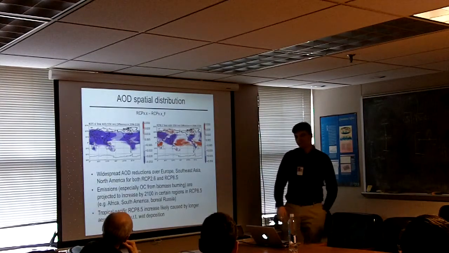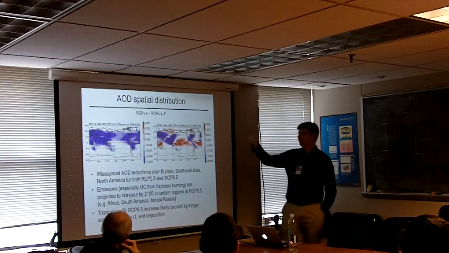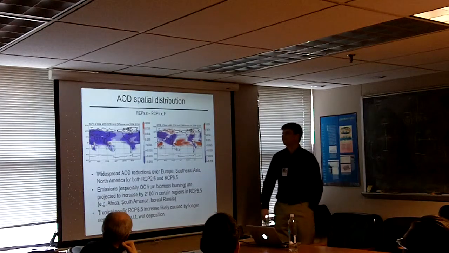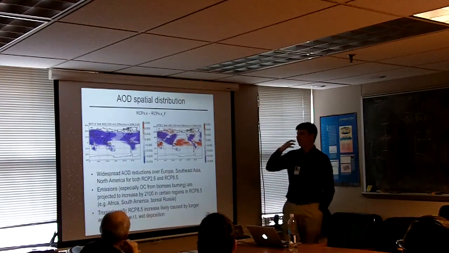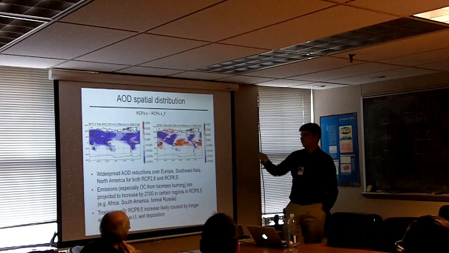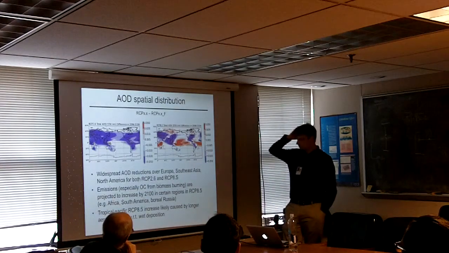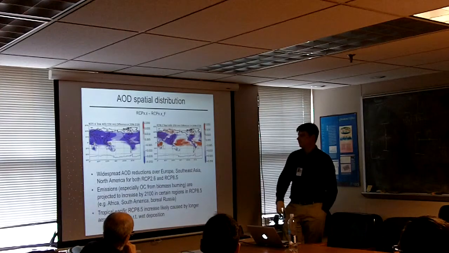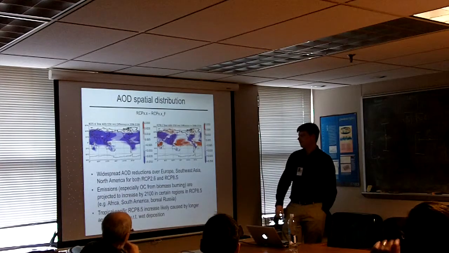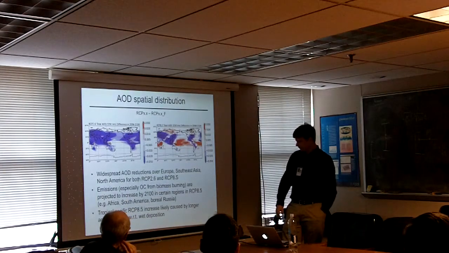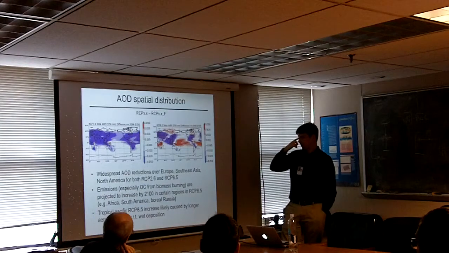Okay, looking at the spatial distribution, this is the end-of-century difference between the decreasing AOD and the fixed emissions AOD. On the left I have RCP 2.6, and on the right I have RCP 8.5. First of all, as you would expect, there are widespread AOD reductions over Europe, Southeast Asia, and North America, especially for RCP 2.6.